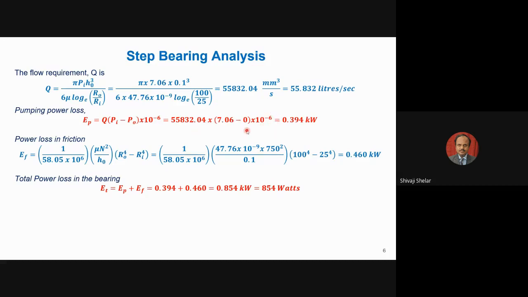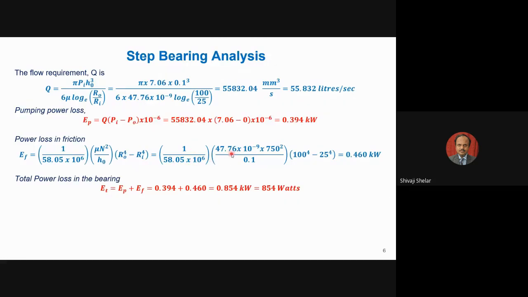So we get the pumping power requirement for this bearing as 0.394 kilowatt. Similarly, you can evaluate the power loss in friction, EF, that is 1 upon 58.05 into 10 raised to 6, mu N square upon h naught into Rho square minus Ri square. We are putting the values here.